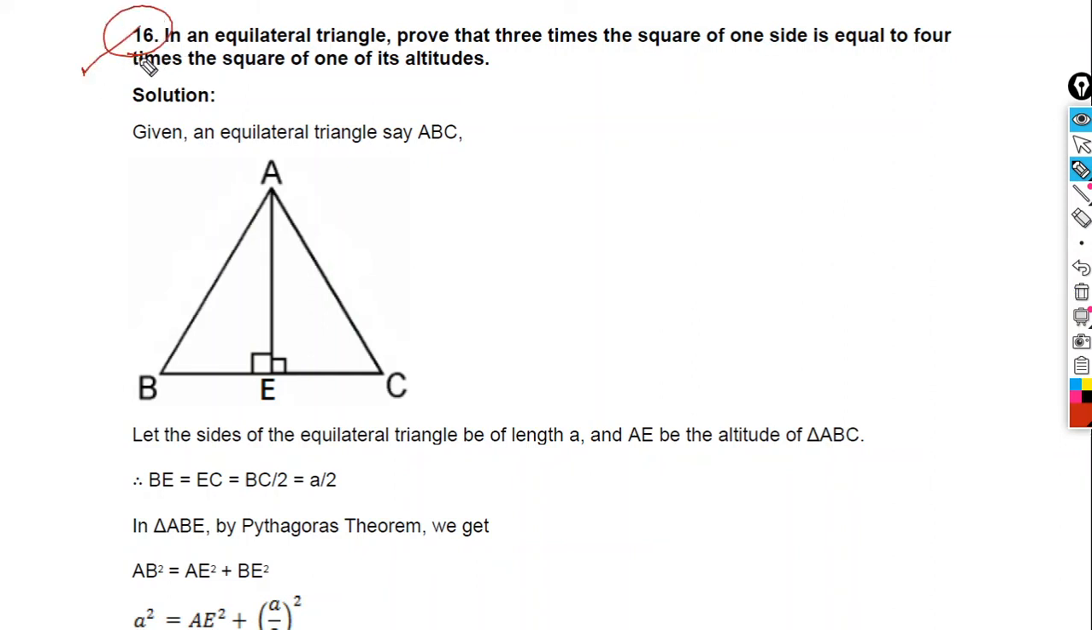Now we are going to discuss question number 16. So let's read the question. In an equilateral triangle, prove that 3 times the square of one side is equal to 4 times the square of one of its altitudes.